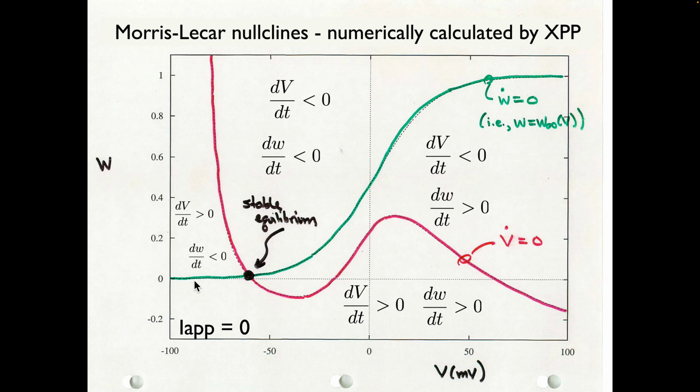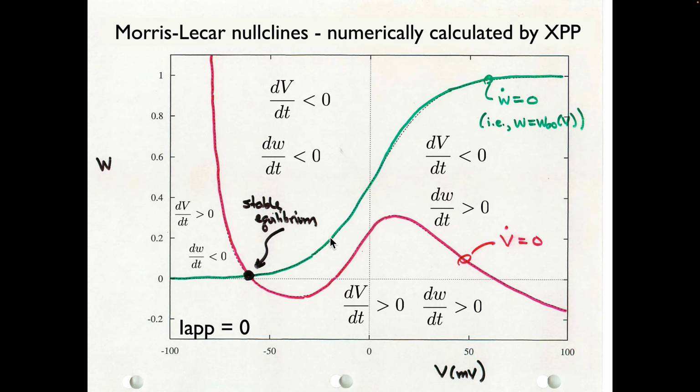So if you look here, you see that the rate of change of W is negative on this side. And if you look down here, you can see the rate of change of W is positive. So basically, if you were above this green nullcline, the rate of change of the gating variable for the potassium current is going to be negative, and you will be moving in this downward direction. But if you're below this W nullcline, you'll be moving up towards it.